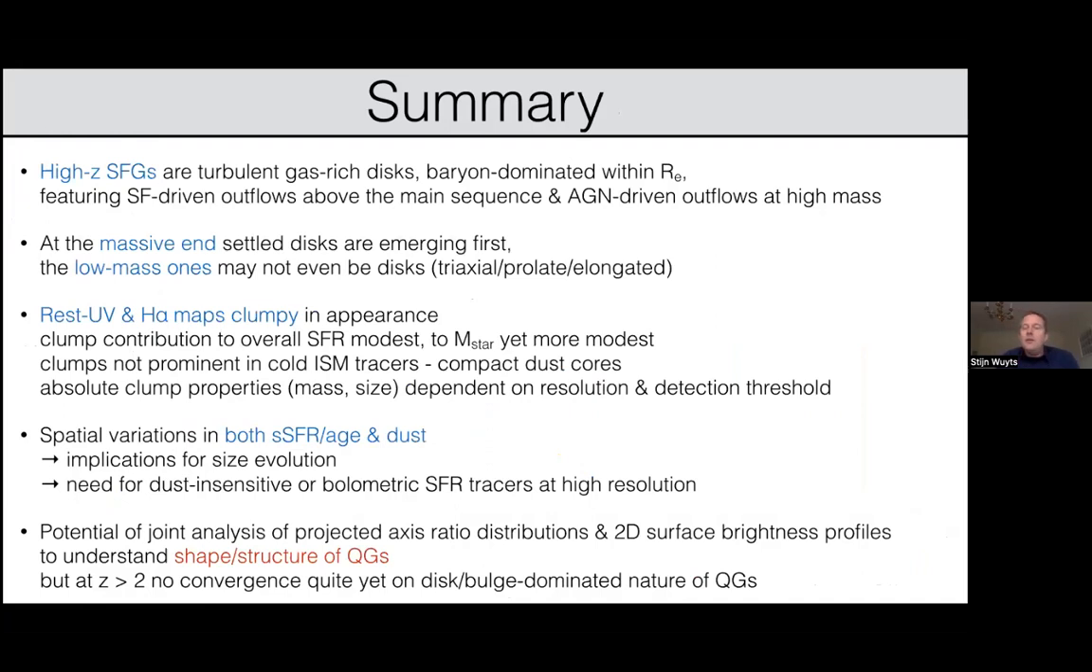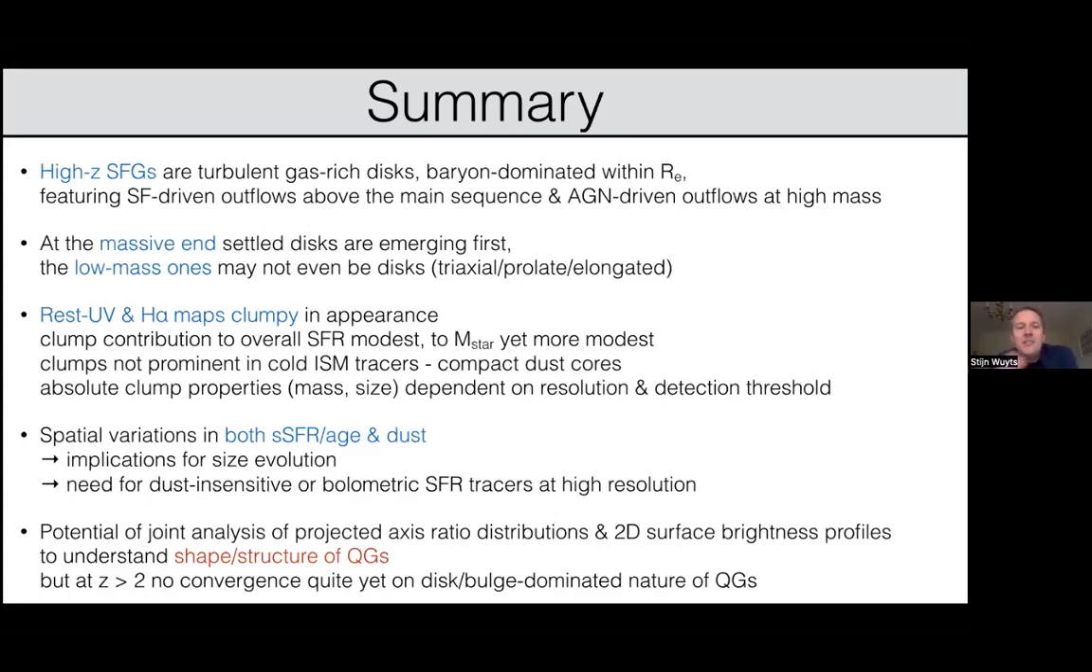So with that, I arrive at a summary. So I describe first the vigorous lives of high redshift star forming galaxies, how at the massive end, the settled disks are emerging first, and how at the low mass end, they may not even be disks. The clumpiness, which is prominent in rest UV and H alpha, makes up for an overall modest contribution to star formation, yet lower to the stellar mass. And in terms of cold ISM tracers, it's more the compact dust cores that dominate. And the off-center clumps are not so much present there.